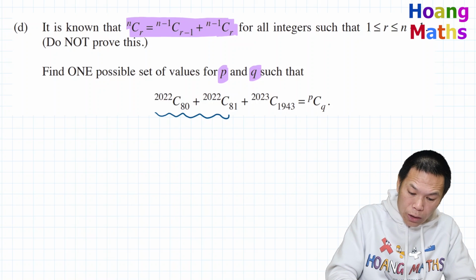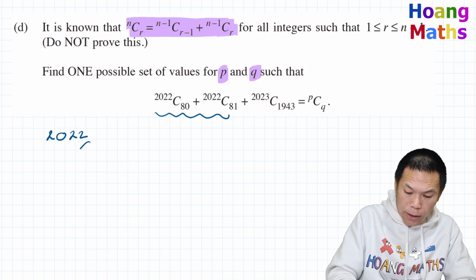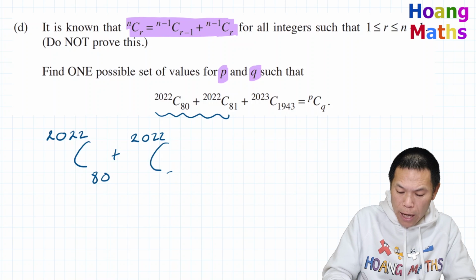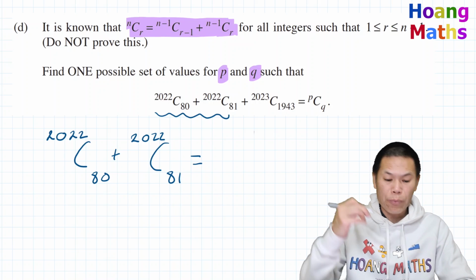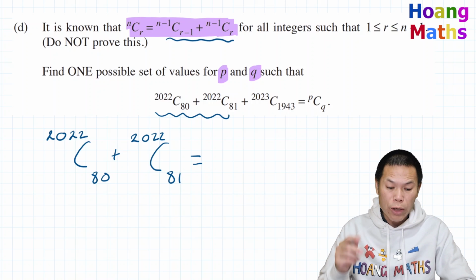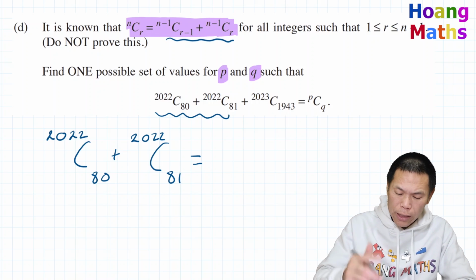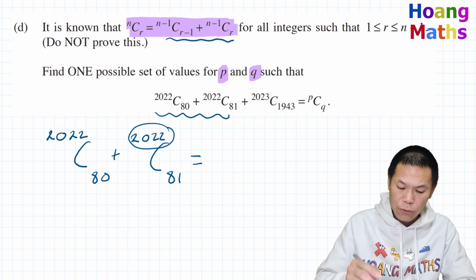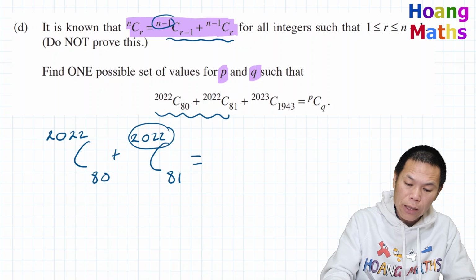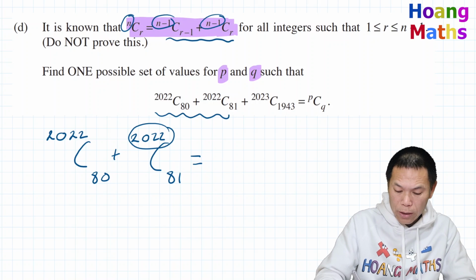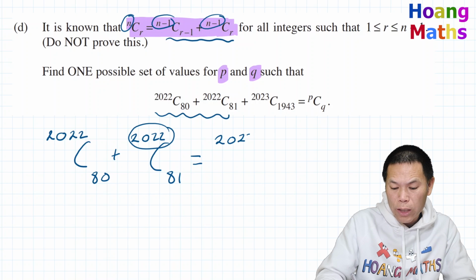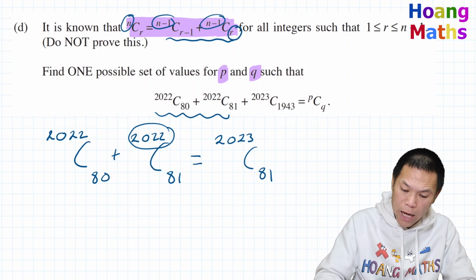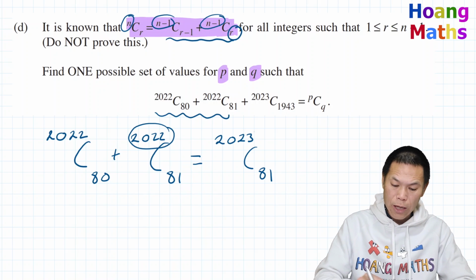So this means that 2022C80, we add 2022C81. So that will give me, from this rule, you can see that here, that will give me nCr. So that is 2023, because it's 1 on top of 2022, because this is n minus 1. So this is n, so we add 1. So that means it becomes 2023C81. Okay, r. So keep that in mind. r is 81. So there you go.